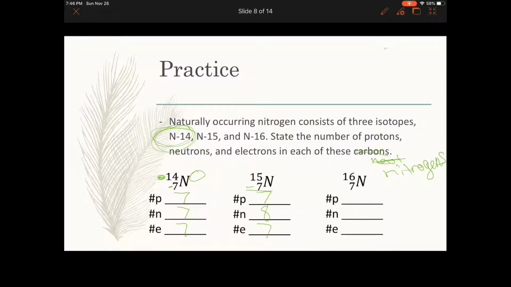Okay, do the last one. Protons, again, like I've said, they never change. So they equal the atomic number, which is 7. There is no charge, so that means electrons equal protons, which is 7 again. Now we got to take 16 minus 7 to get our number of neutrons. Well, that's 9. So as you can see, looking at all of these numbers, nothing has changed except for the number of neutrons. The number of protons and number of electrons have stayed the same, 7 all the way through. But the number of neutrons has increased by 1 each time.